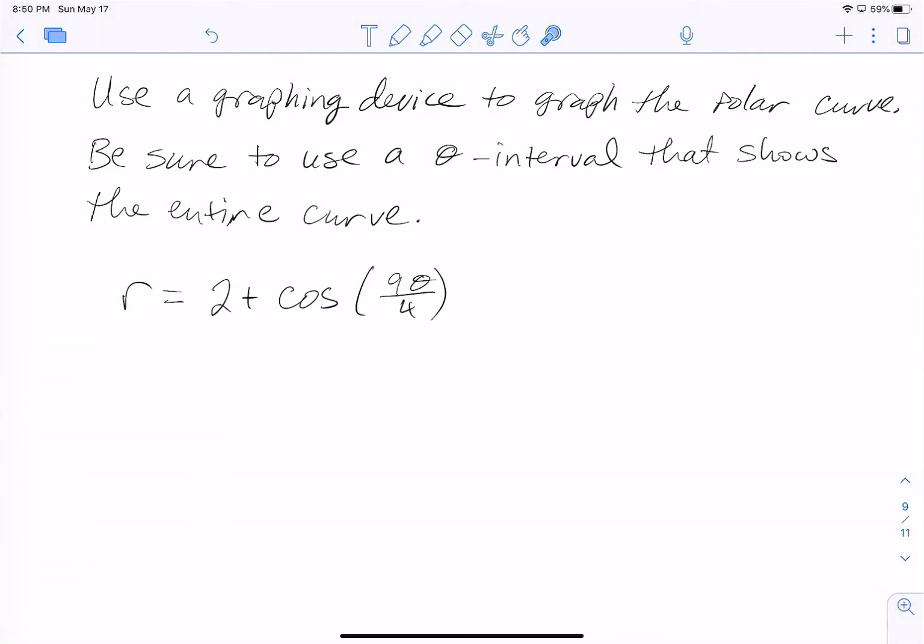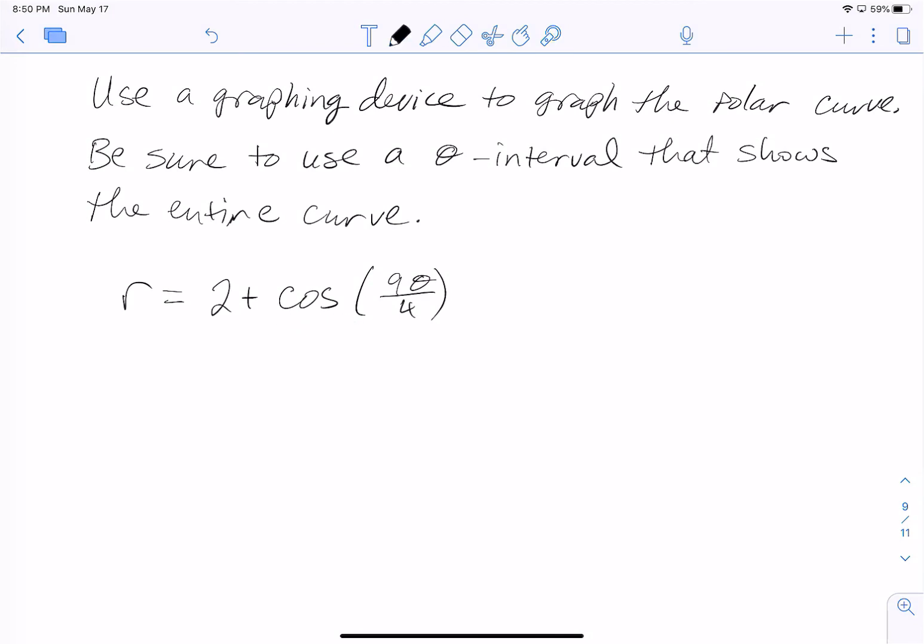We're going to use a graphing utility to graph the polar curve r equals 2 plus the cosine of 9 theta over 4. This does not fit one of our known usual curves here. We're instructed to use a theta interval that shows the entire curve. The cosine function is periodic.